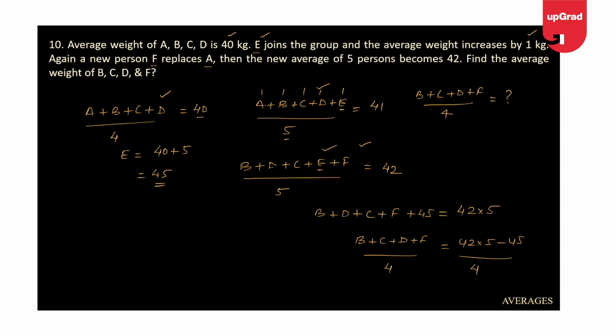So what do I get? 42 multiplied by 5 is going to give me 210 minus 45. So it will be giving me 165 divided by 4. So that would be 41.25 as my answer. So some part of it was done by the traditional method, but the earlier part was done with the new sort of method that we have understood in this video.